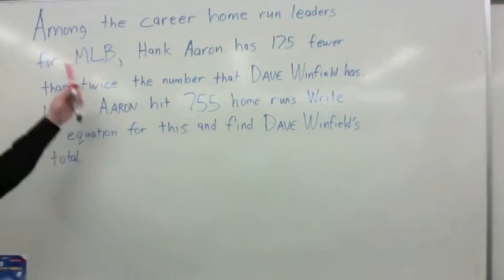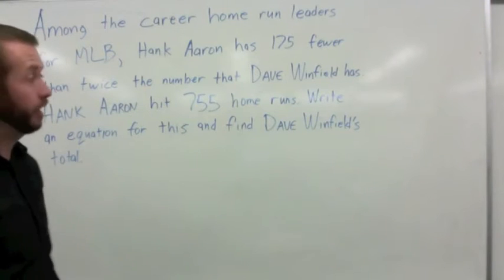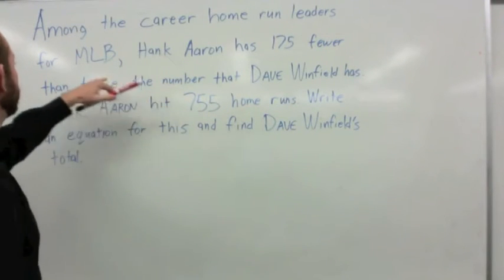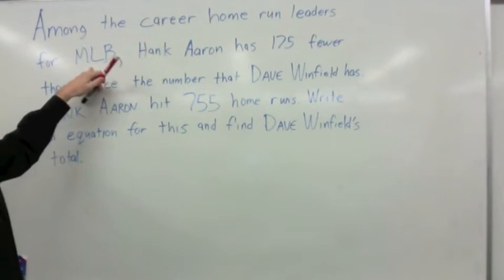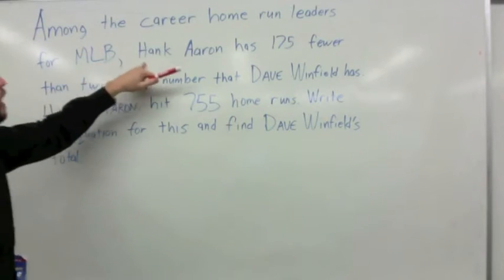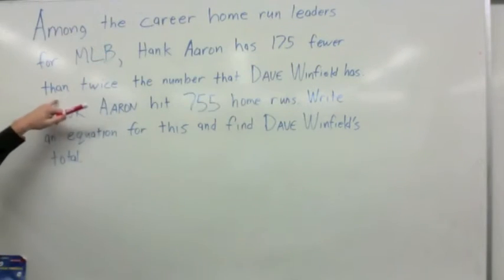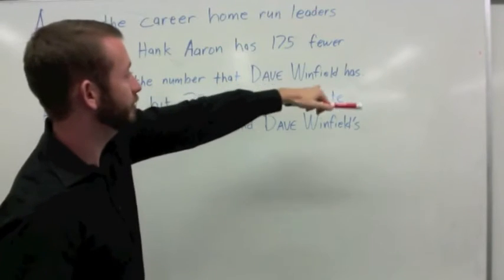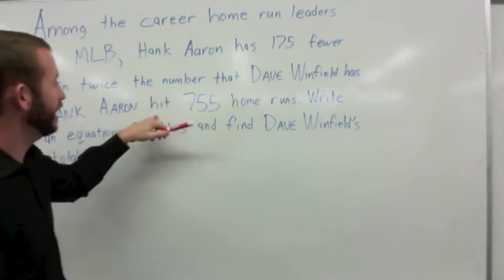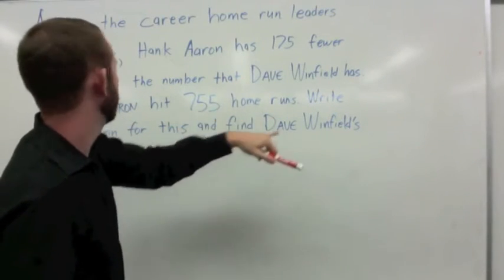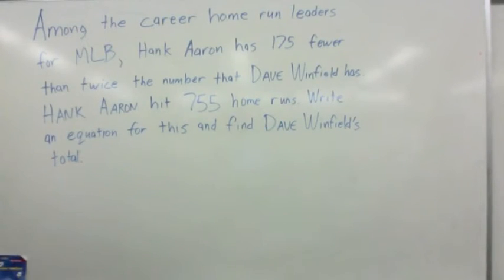Welcome back. We're going to go ahead and do a word problem now. Among the career home run leaders for MLB, Major League Baseball, Hank Aaron has 175 fewer than twice the number that Dave Winfield has. Hank Aaron hit 755 home runs. Write an equation for this and find Dave Winfield's total.